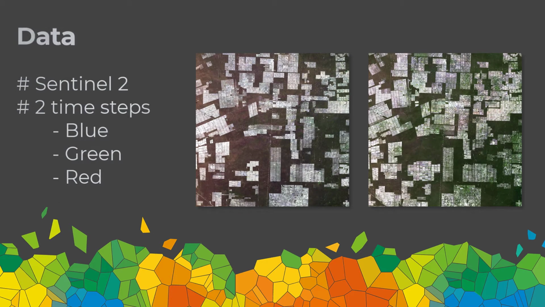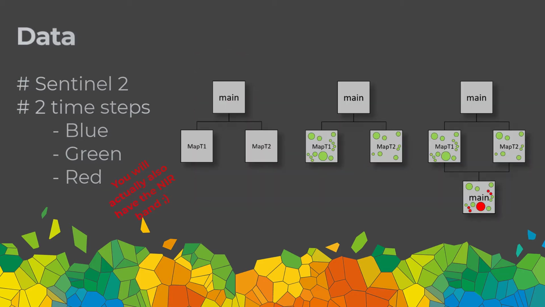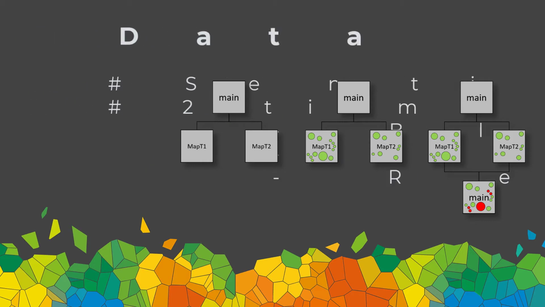And actually, I think the scene is from the Amazon area somewhere. And we have Sentinel-2 data, 2 time steps, and I reduced it to blue, green, and red, so only 3 bands. But that's going to do the trick for us. And again, we're going to do a classification of time step 1, a classification of time step 2, and those are going to be separate, in separate maps within eCognition, and then we're going to fuse the results on the main map and have a change detection result.